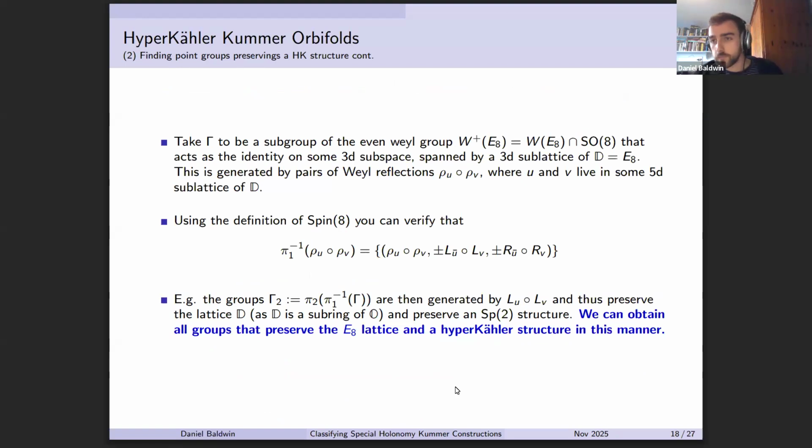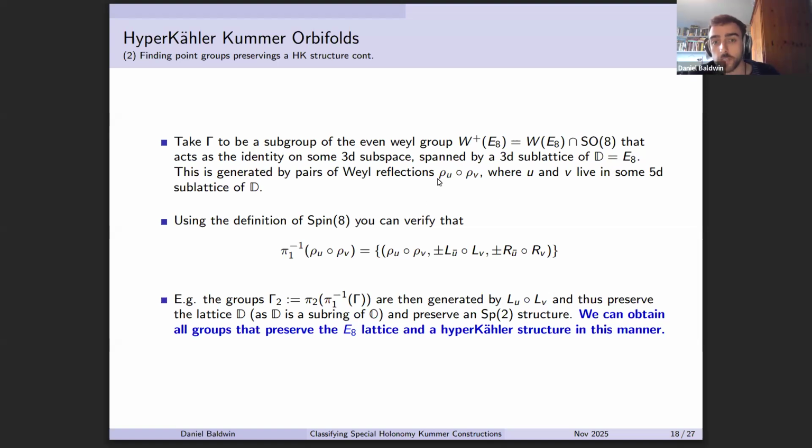So we also want these subgroups to preserve a lattice, to preserve the E8 lattice in our case. So we take gamma to be a subgroup of the Weyl group of E8, but with determinant 1 because we're inside SO8, that acts as the identity on some 3D subspace. And you can show that all of these groups gamma will just be the automorphism groups of 5D sublattices of the E8 lattice. So you can classify all of those.